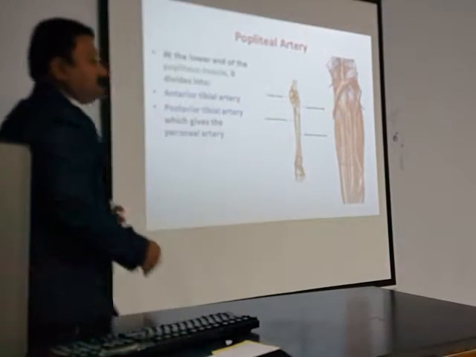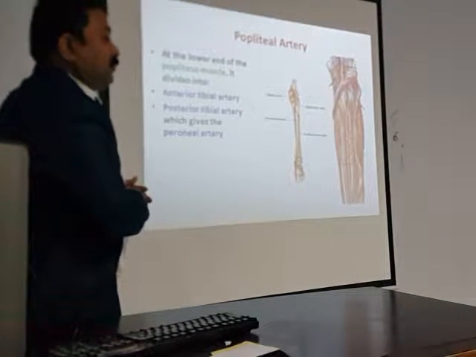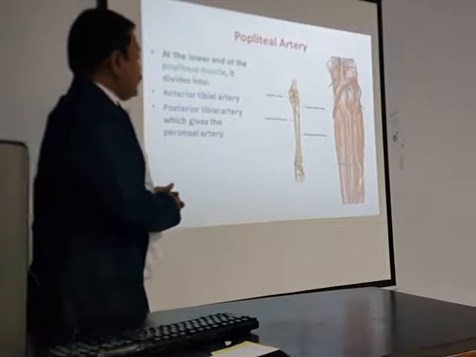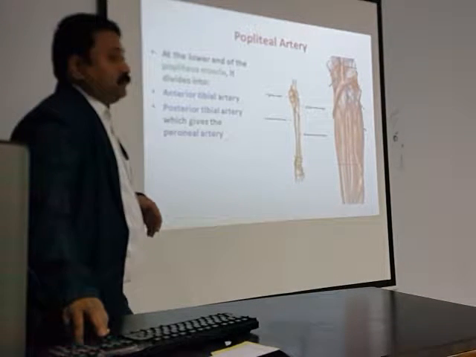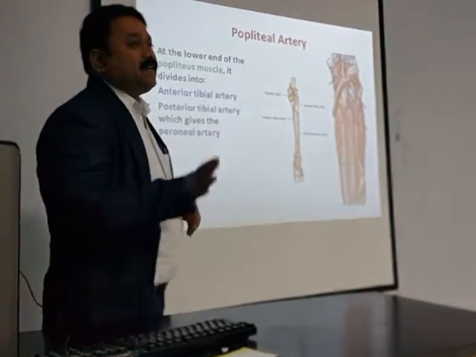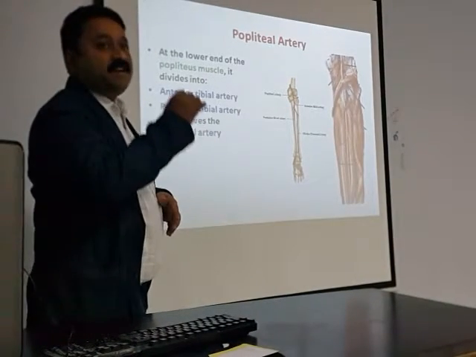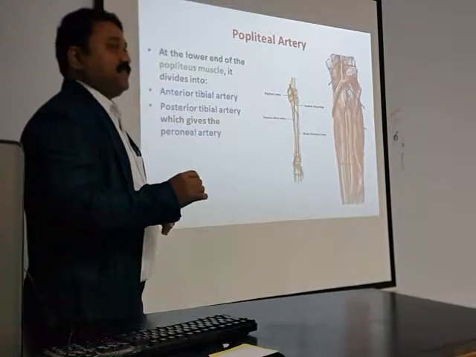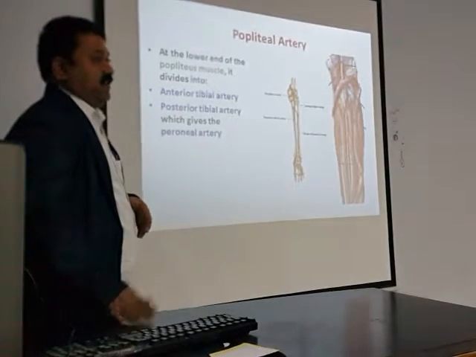Which one of them supplies the calf muscles? The posterior one, isn't it? The peroneal artery supplies mainly the lateral compartment of the leg: peroneus longus and peroneus brevis. These are located on the lateral side of the leg, isn't it?